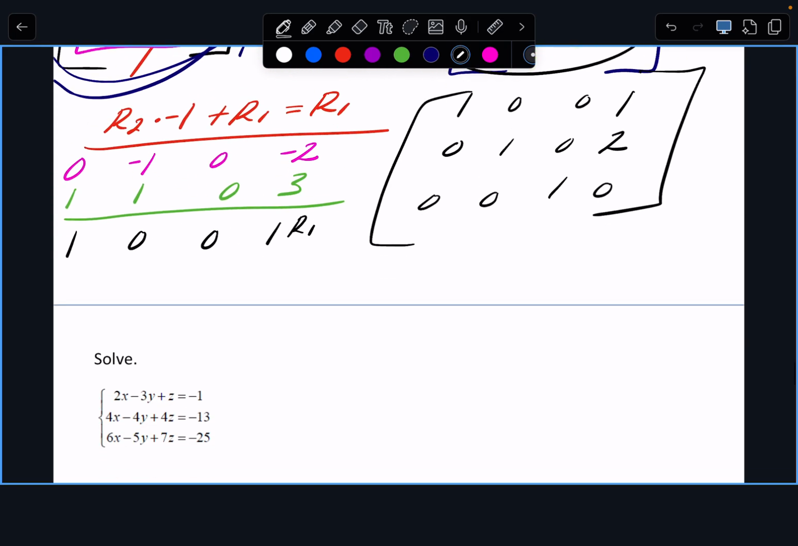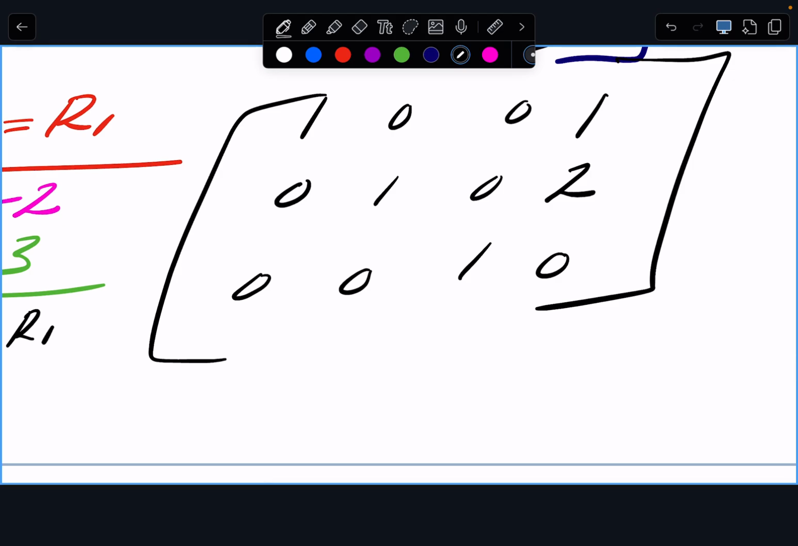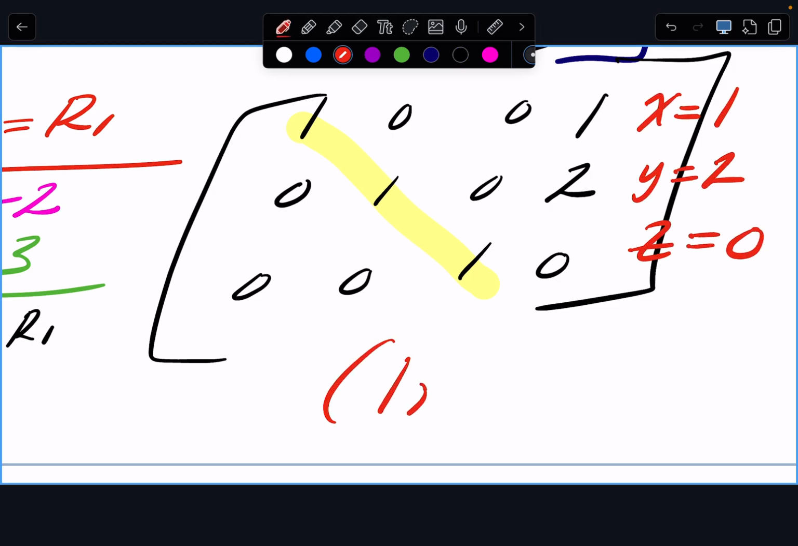Which, look, now we have the solutions, don't we? 1's along the diagonal, 0's above and below. So what would be our solution? X equals 1, Y equals 2, Z equals 0. 1, comma 2, comma 0.